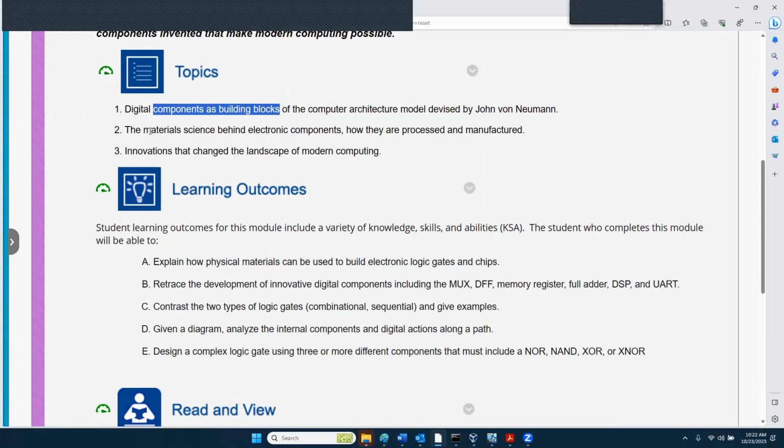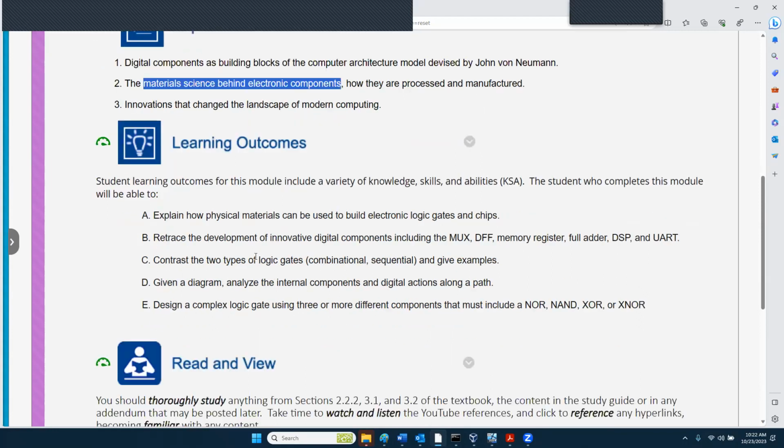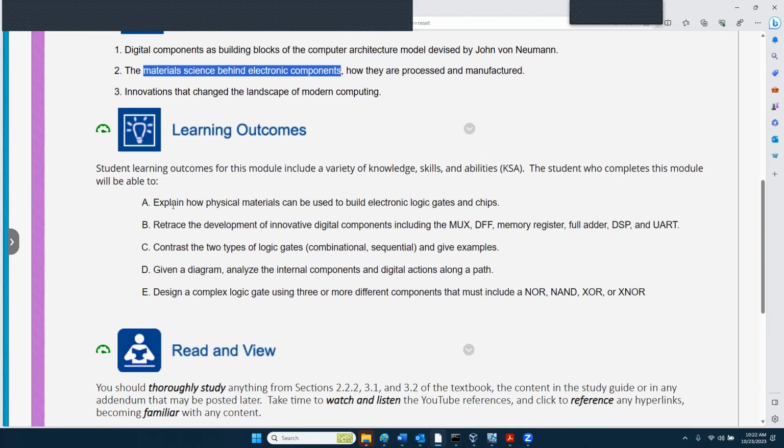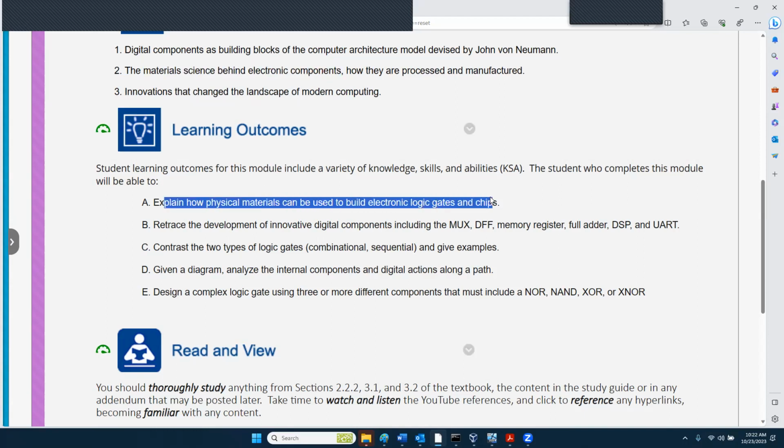We'll also be taking a good bit of time to focus on the materials and the science for those materials behind the electronic components. So as we're looking at the hardware itself, how are computer chips built, and what are motherboards made of, and so on. Specifically, our learning outcomes include the capacity for each student to be able to explain how physical materials can be used to build electronic logic gates and chips. So we've been using the design simulation environment in order to prototype a chip.